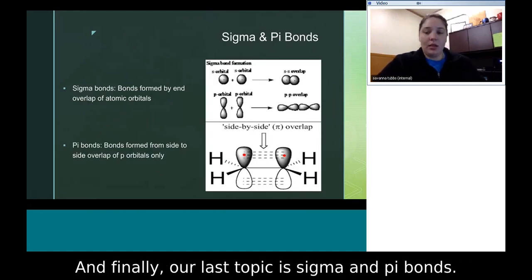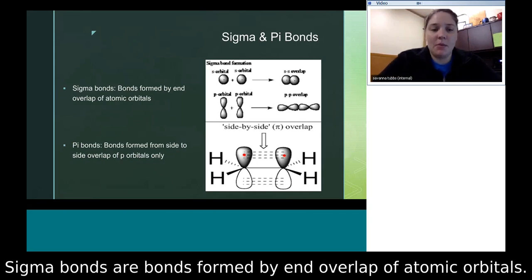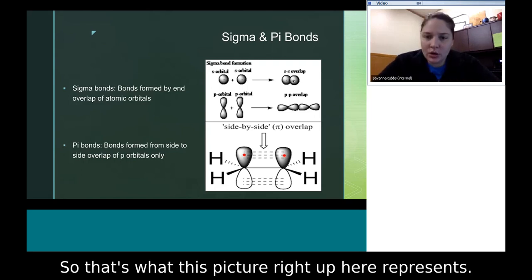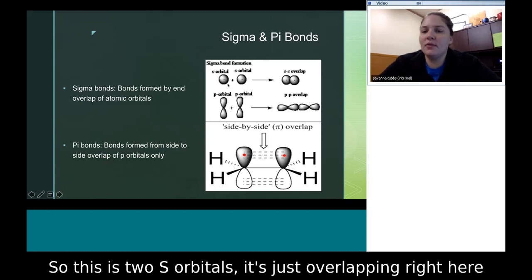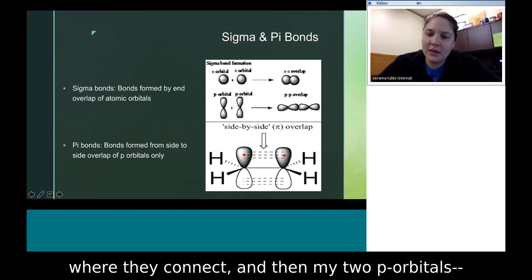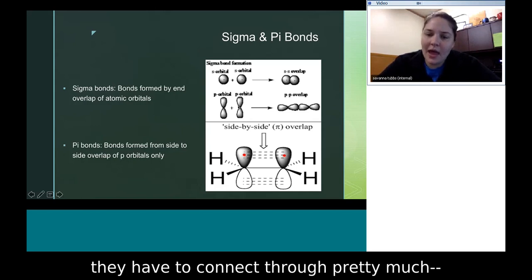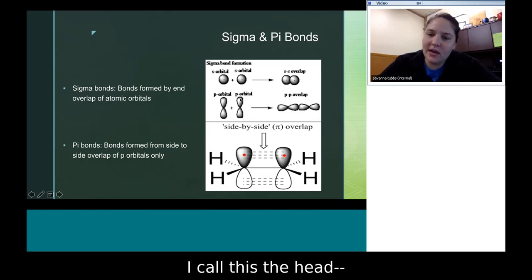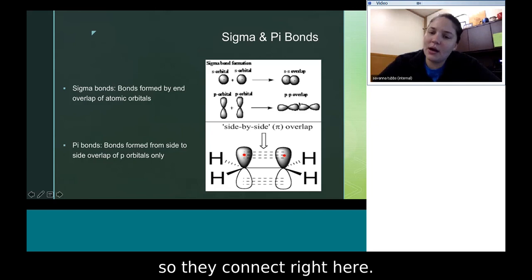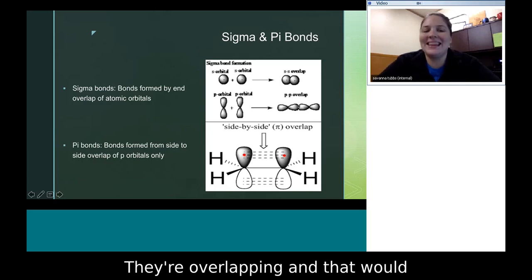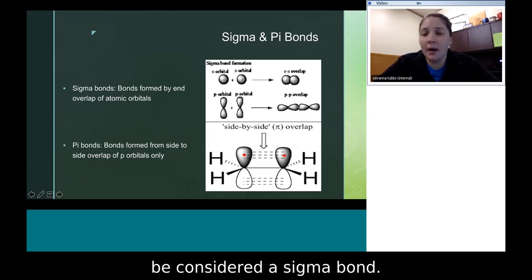And finally, our last topic is sigma and pi bonds. Sigma bonds are bonds formed by end overlap of atomic orbitals. So that's what this picture right up here represents. So this is 2s orbitals. It's just overlapping right here where they connect. And then my 2p orbitals, they have to connect through pretty much, I call this the head. So they connect right here, they're overlapping, and that would be considered a sigma bond.